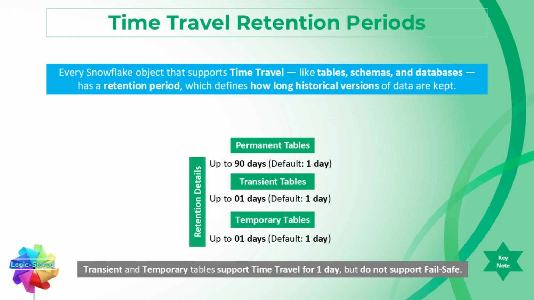Retention periods. Every Snowflake object that supports time travel, like tables, schemas, and databases, has a retention period. That's the number of days Snowflake will keep historical versions. Permanent tables: up to 90 days, default 1 day. Transient and temporary tables: that means no time travel. So remember, transient and temporary tables don't support failsafe either.